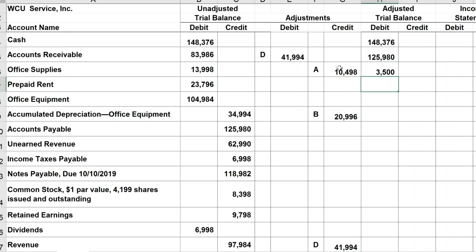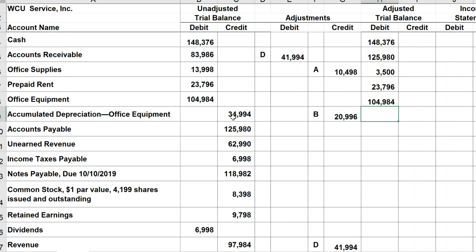My prepaid rent, there was no adjustments made, so I can pick that total up directly. For my office equipment, note that there were no adjustments made to that, so I could pick that up directly.